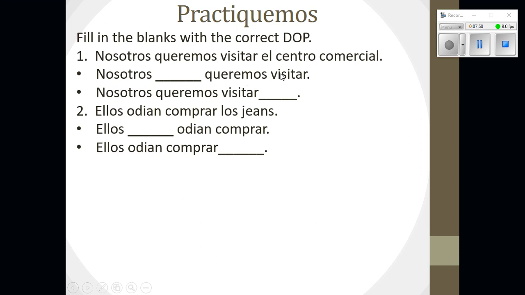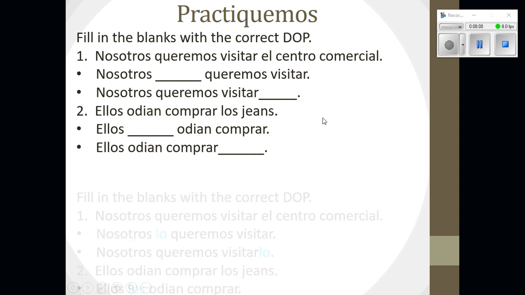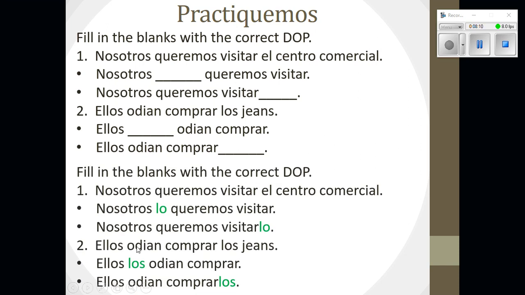But because we have two verbs, we can also, instead of placing it before the first one, attach it to the second. So we can either say nosotros lo queremos visitar or nosotros queremos visitarlo and attach it here, okay? Pause the video and see if you can do the second one on your own. All right, check your answers.